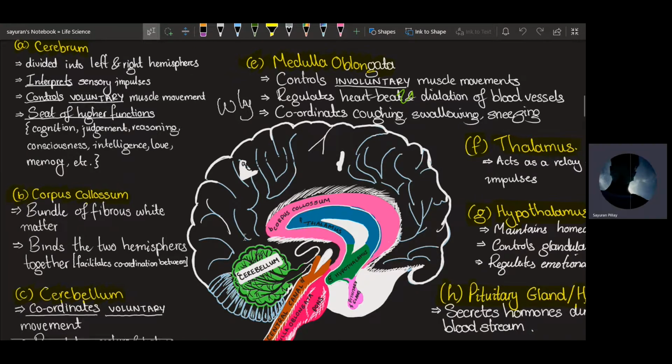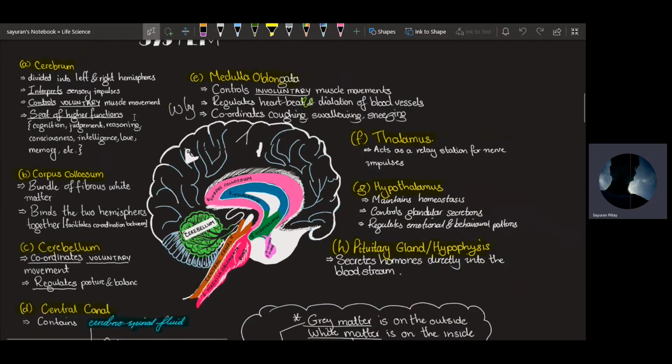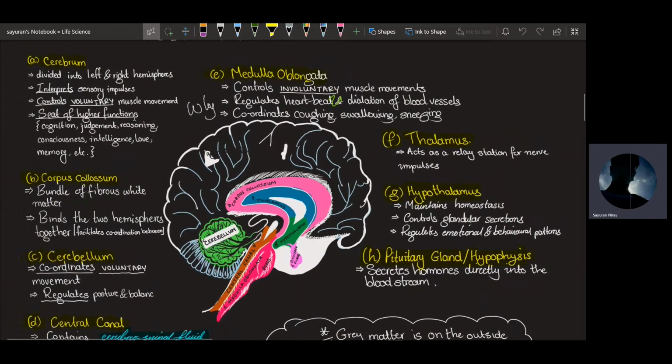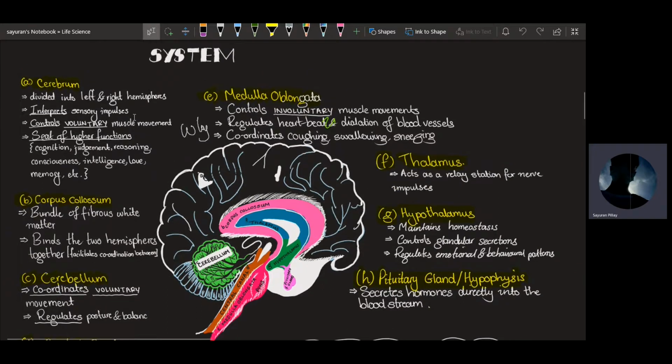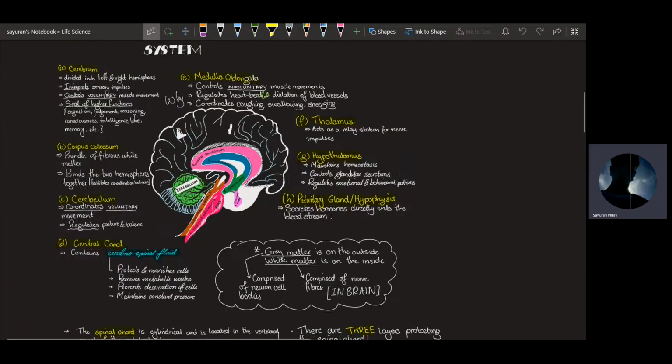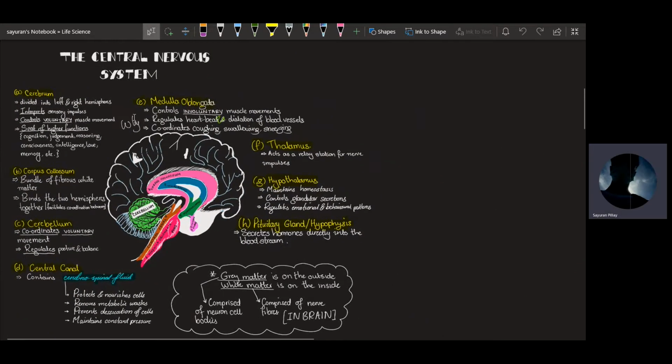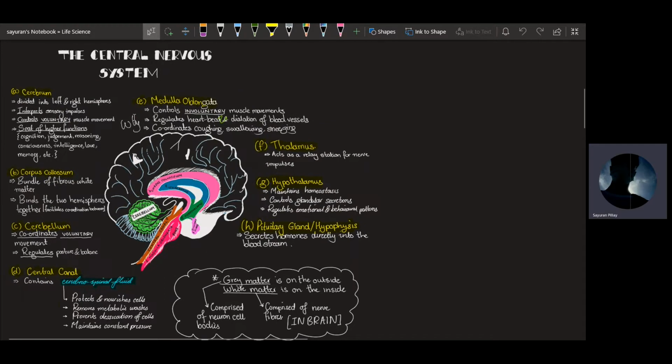The cerebrum is also the seat of higher functions, like intuition, judgment, reasoning, intelligence, memory, all of that happens in the cerebrum. All of this is listed here. If you want, you can take a screenshot. You should be taking notes as well, but if you want to save this image with all the descriptions, feel free to pause here and do so.